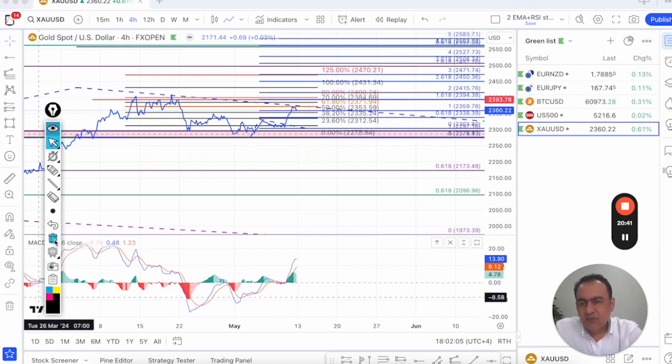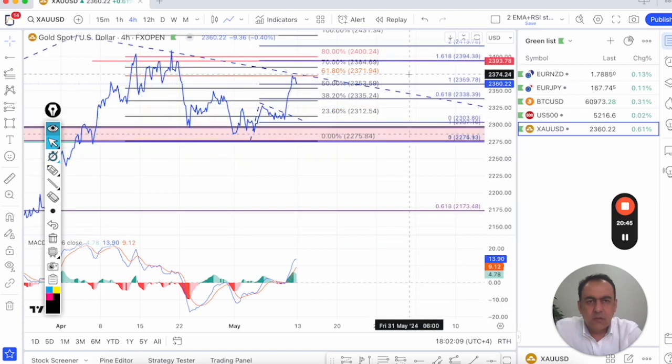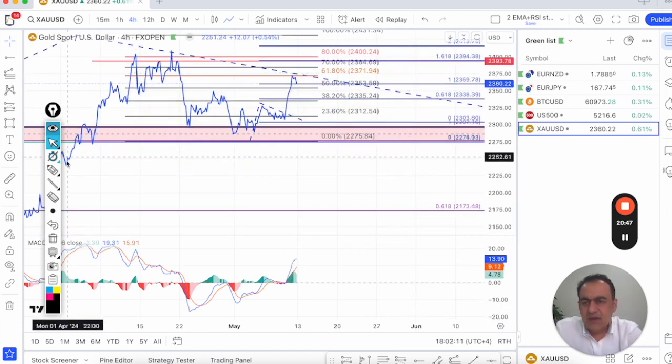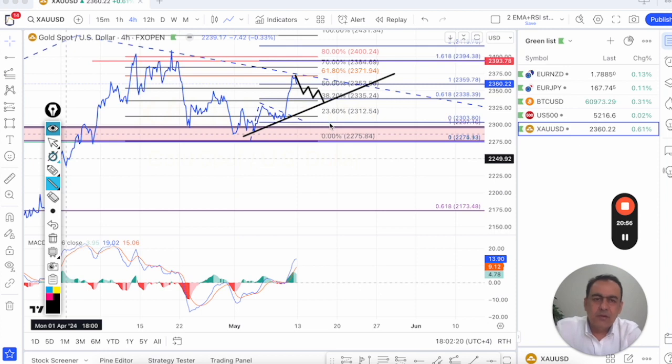So my plan for gold remains bullish. Now only in the short run, meaning intraday, we will get some selling opportunities, shorting opportunities here, but I'll prefer to stick to my buy trades because higher time frames are all aligned in the bullish direction.